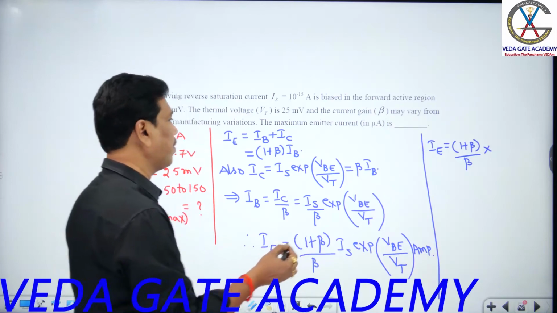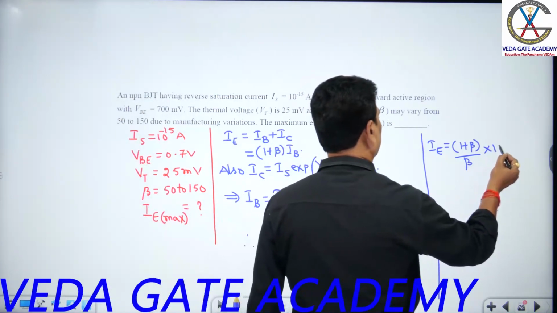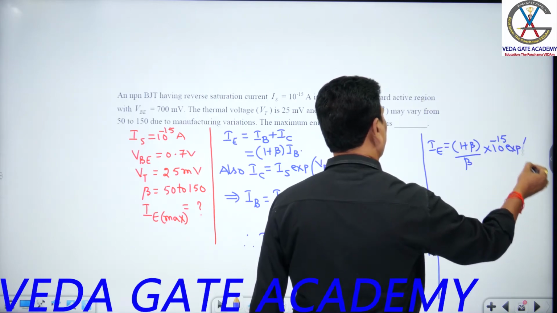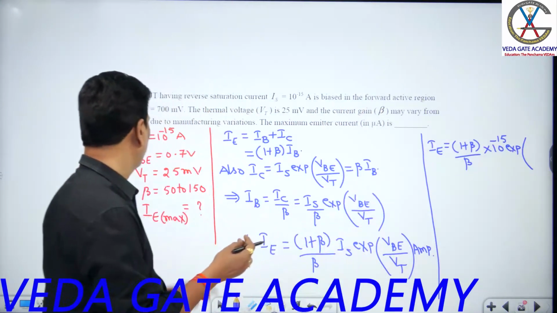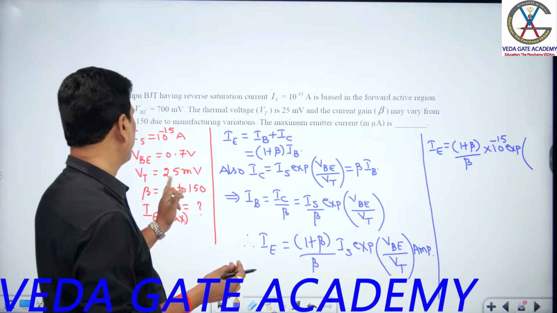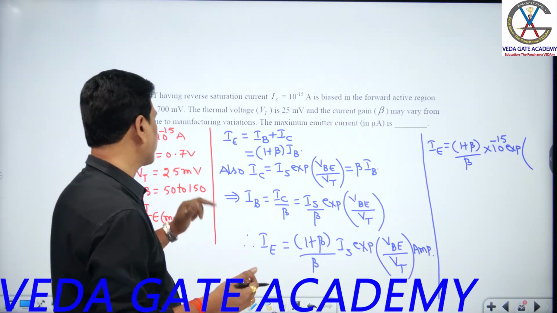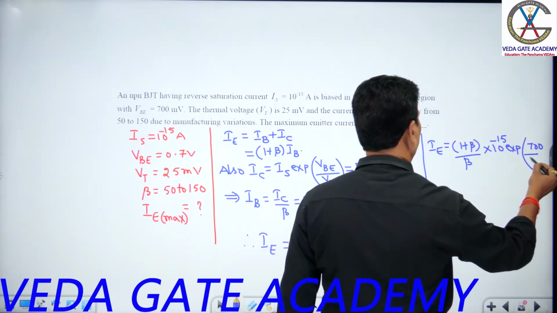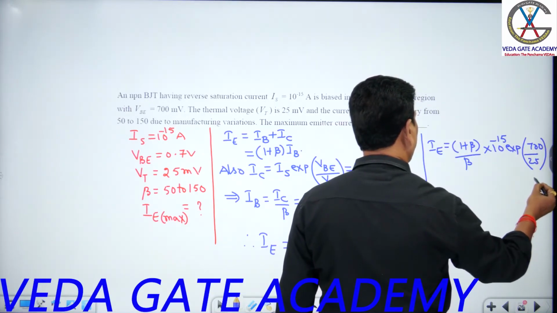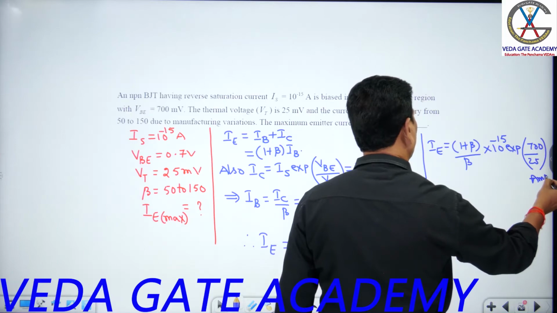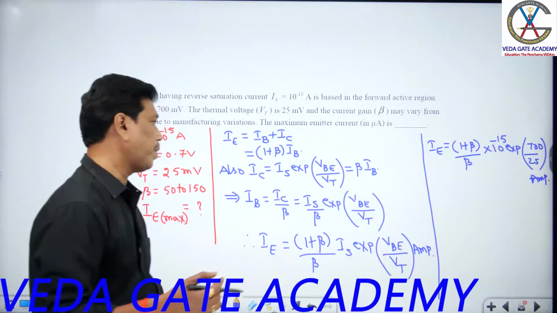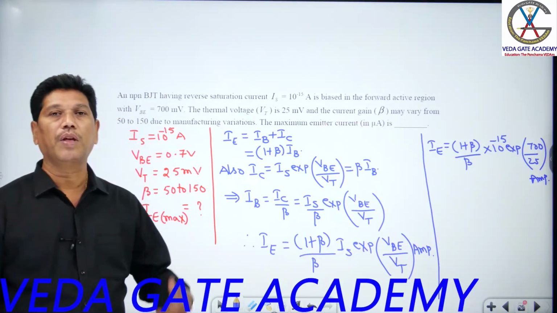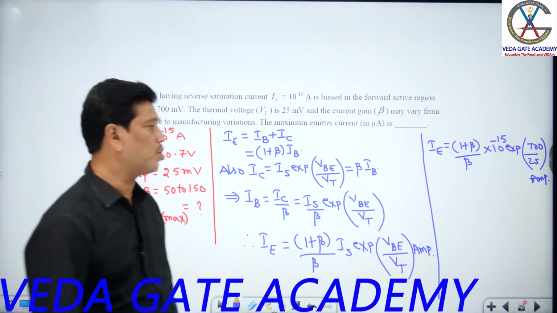10 power minus 15 into exponential of VB, how much? 700 millivolt by 25 millivolt. Milli cancels, students. I may rewrite this one as 700 by 25 amperes. So two values of beta are given. First I substitute beta equal to 50. Next I substitute beta equal to 150. Thereby I can calculate the maximum emitter current, students.